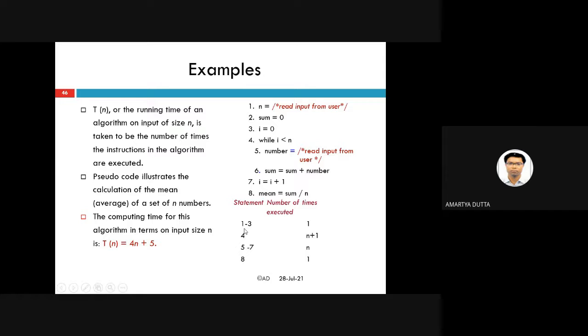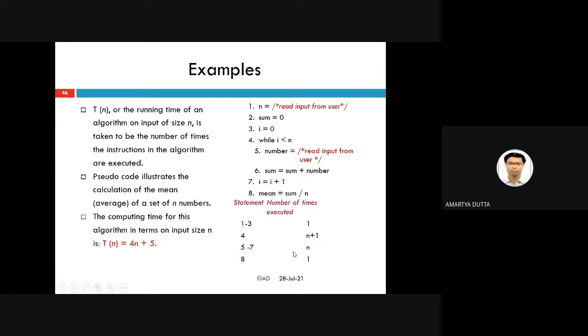Yes. So line number 1 is constant, line number 2 is constant, line number 3 is constant. So for line number 1 to 3, it will take constant time. i is equal to 0, sum is equal to 0, n is equal to 5. Let the user input be 5. So for line number 1 to 3, this is constant 1. Now line number 4 denotes while i less than n. So your i iterates over n times.